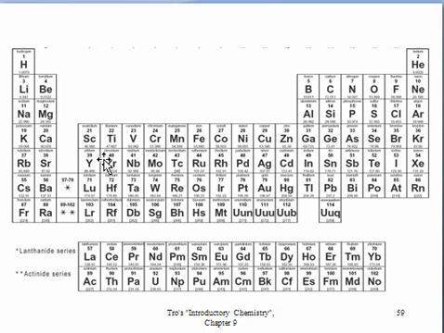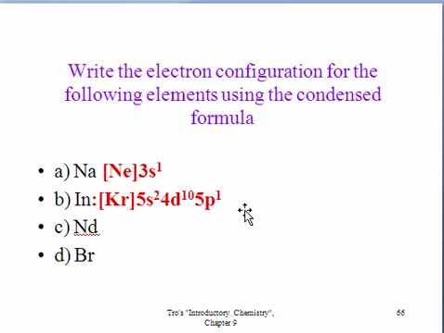5s2. Now we're at the d block, and remember the d is one less in terms of its energy level than the period it's in. So this is going to be 4d10, and this is our p block, so we're going to go back to 5p1. So if you got this right, give yourself a big pat on the back.